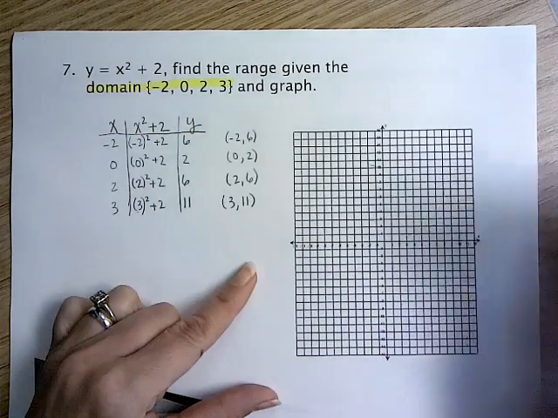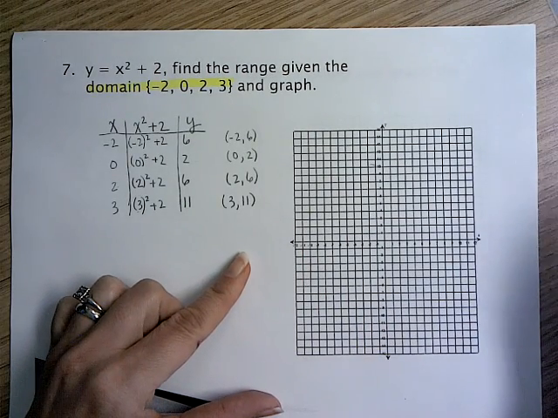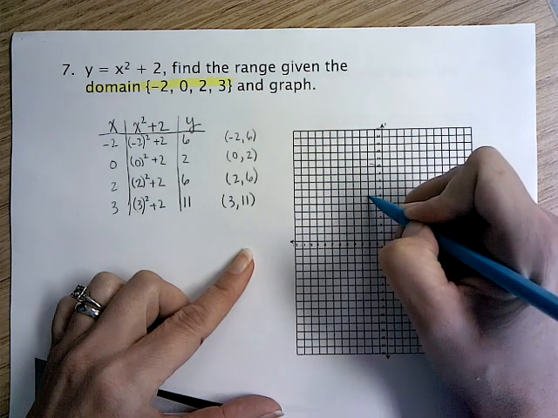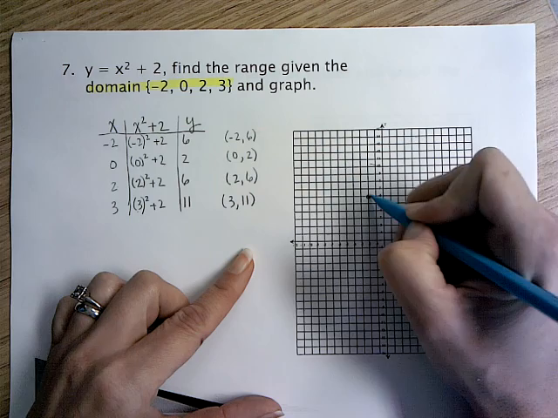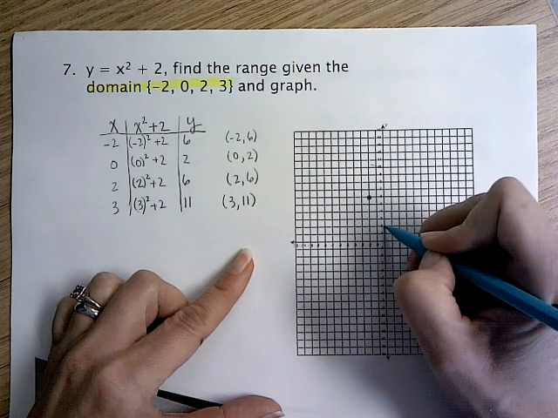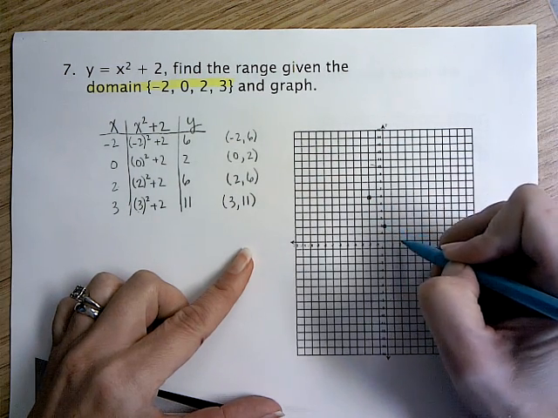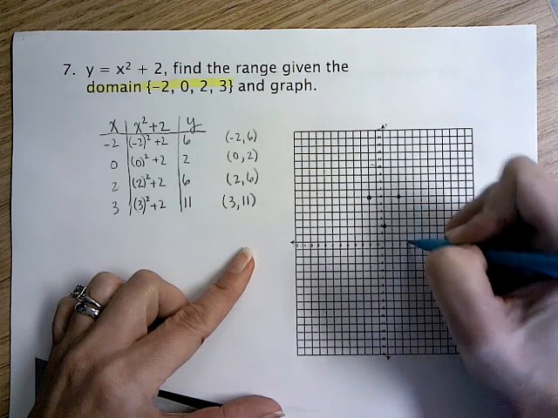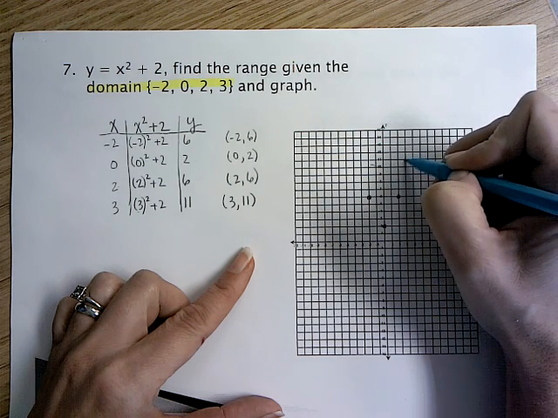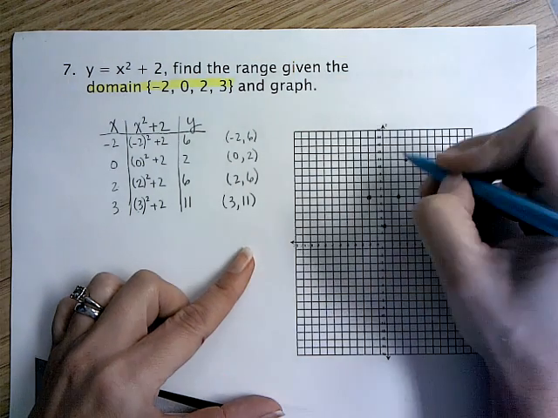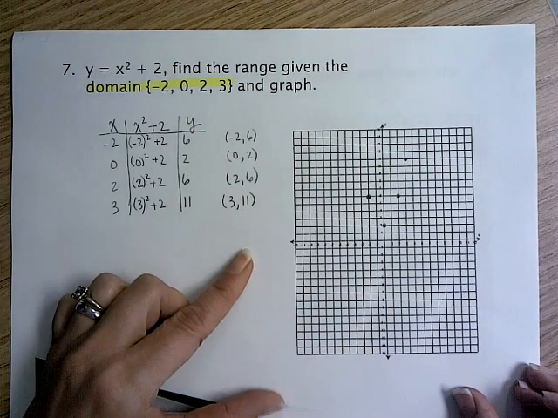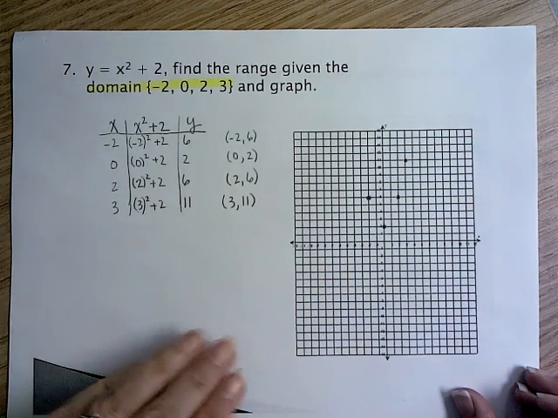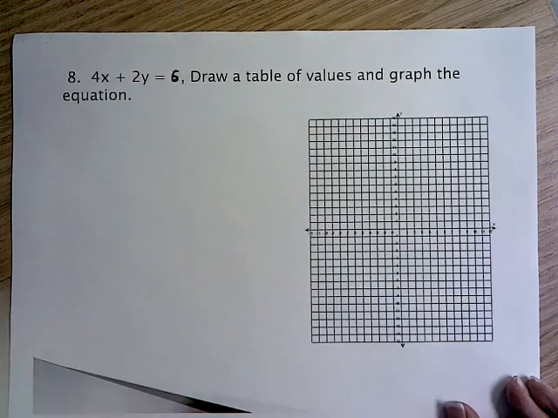All right, let's go ahead and graph that relation. So I've got negative 2, 6, I've got 0, 2, I've got 2, 6, and I've got 3, 11. Now remember, since they gave us a domain, it's a given domain, we do not connect the dots. We only graph exactly what they gave us to graph.